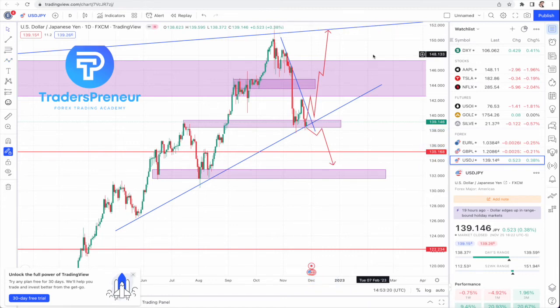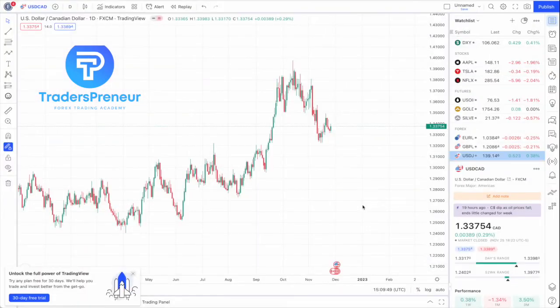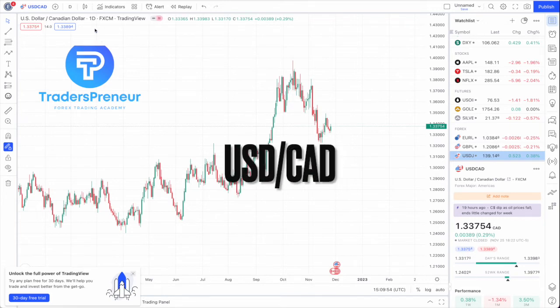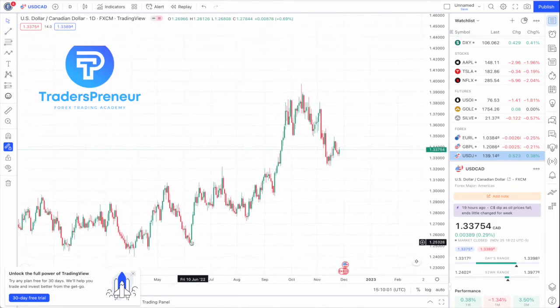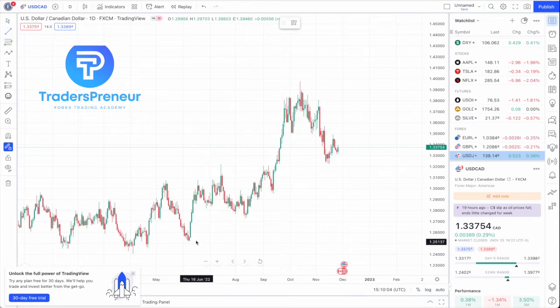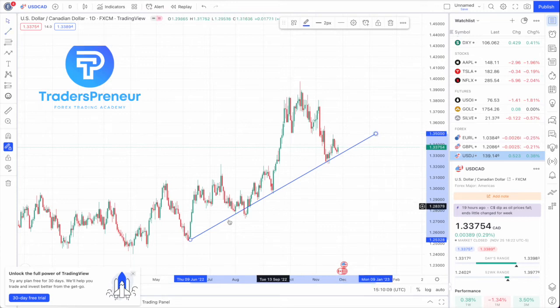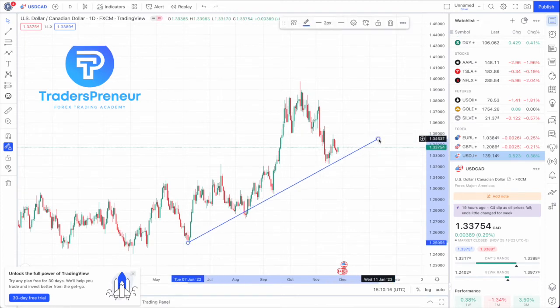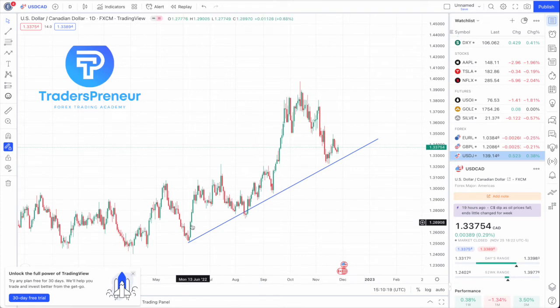That's for the USDJPY. Okay, so let's go with the USDCAD this time. So we are in the daily time frame, and it is very clear that the market is moving in a strong uptrend direction. All right, so that is the previous movement of USDCAD. It was in a strong bullish momentum, creating these higher highs and higher lows.